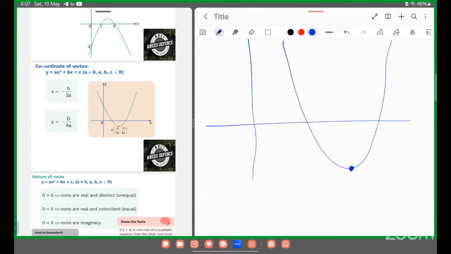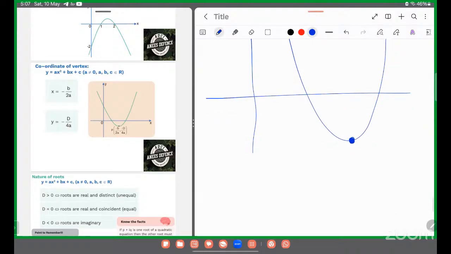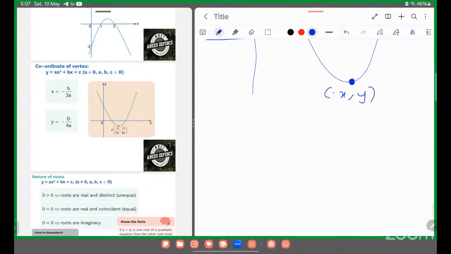So in this particular parabola, this particular point is known as the vertex of the parabola. That means a linear equation always represents a straight line, but a quadratic equation always represents a parabola, and the vertex of the parabola is represented like this: x comma y. So what is the value of x comma y? If you solve for x and y, you will see that x is minus b by 2a and y is minus d by 4a.